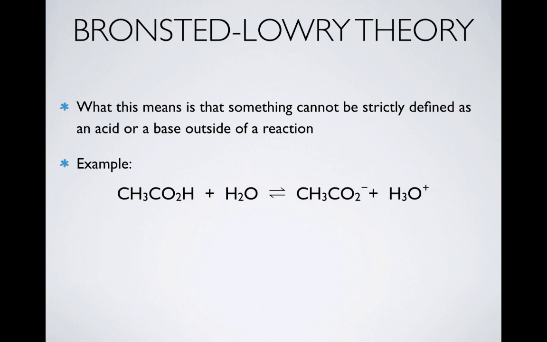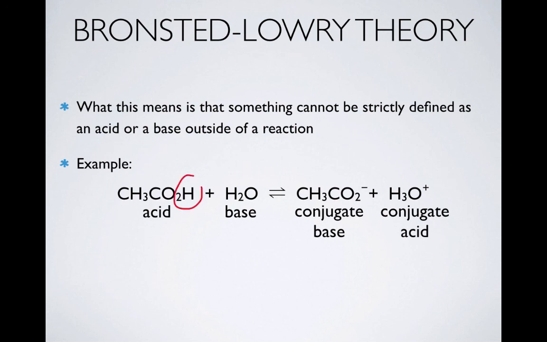This is just acetic acid, CH3CO2H, plus water, and it gives us the acetate ion and H3O+. So here we see that the acetic acid has lost a proton. Let me bring up my drawing thing here. So this H is no longer here. Okay, so this has gone to the water, and water has become the hydronium ion.